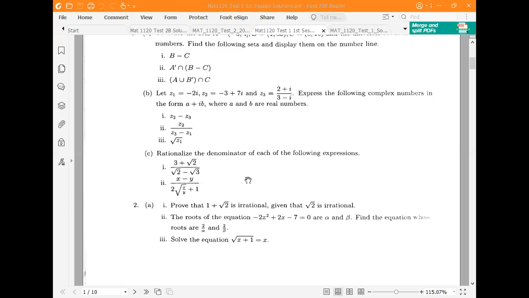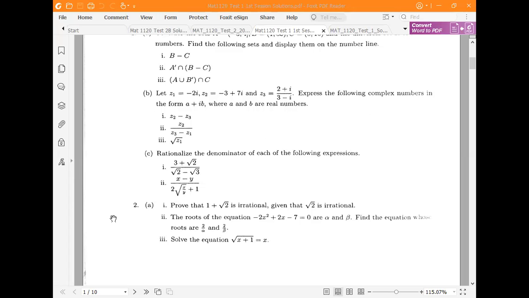So now we're here. Let Z1, Z2, and Z3 be given. Express the following complex numbers in the form A plus iB. Okay, the first one is Z2 minus Z3.